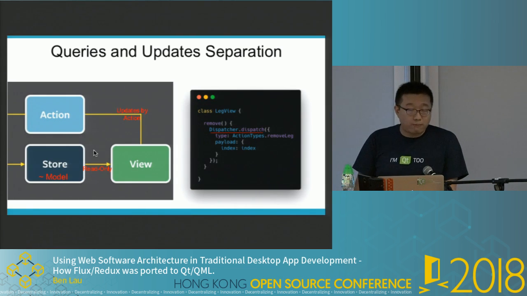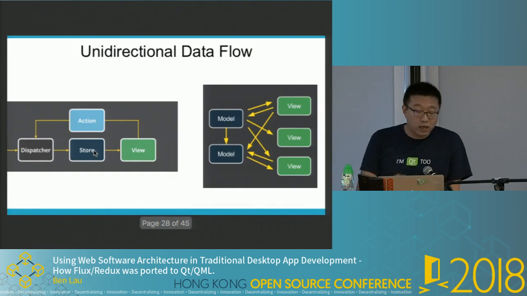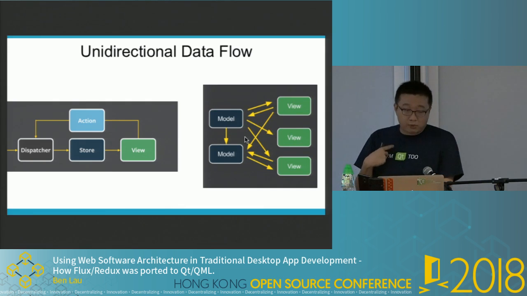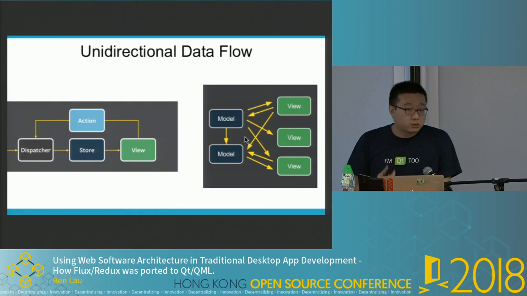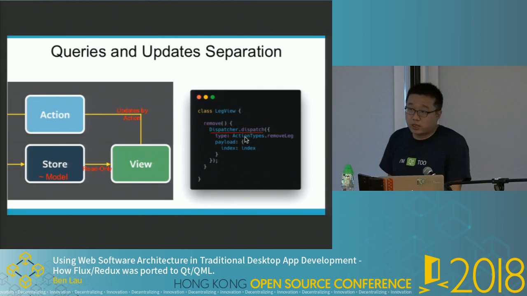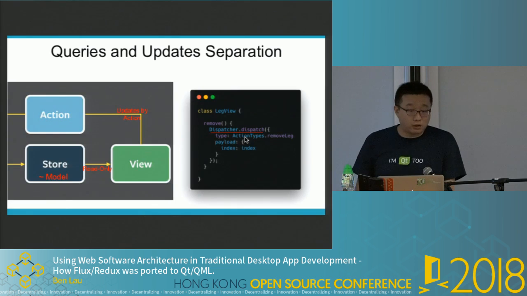Because when people talk about Flux, it just tells you that if you use Flux, the event flow is unidirectional. You always go from the view, action, dispatcher, store, and then come back to the view in a single way. But MVC is not. But if you just tell people the Flux framework can achieve this, many people won't understand. So I prefer to talk about queries and update separation. It is easier to explain the idea.